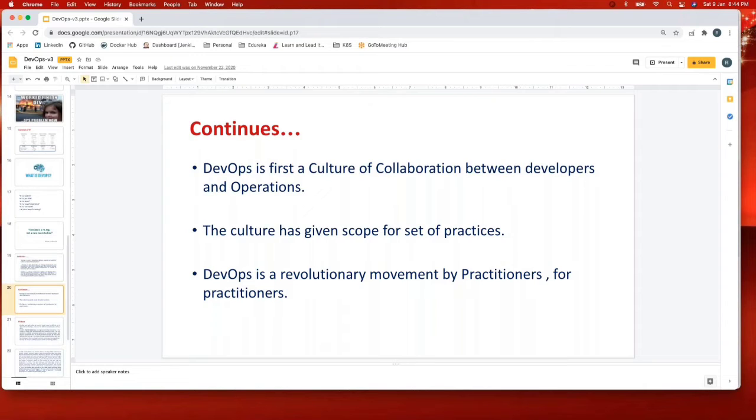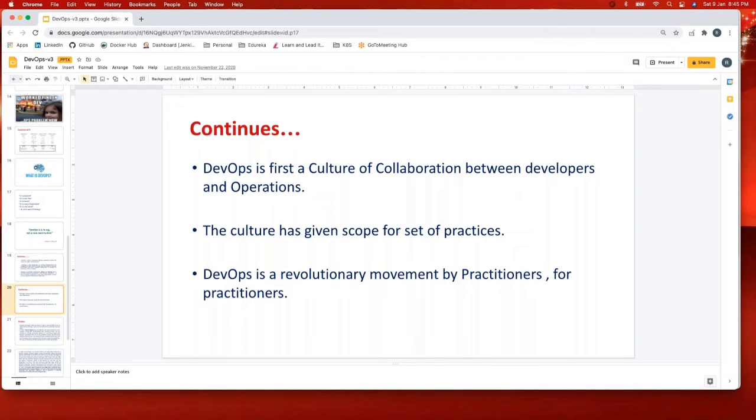So DevOps is a revolutionary movement by practitioners for practitioners only. See, who are the people who get benefited out of it? We only. Who has to invent? We only. Everybody, we, right? We are the people who need to implement all these things. At the same time, you are the people who get benefit out of it. Movement by practitioners for themselves only.